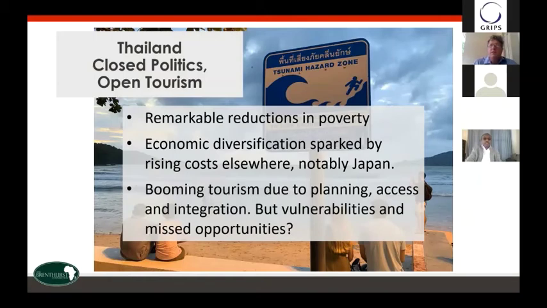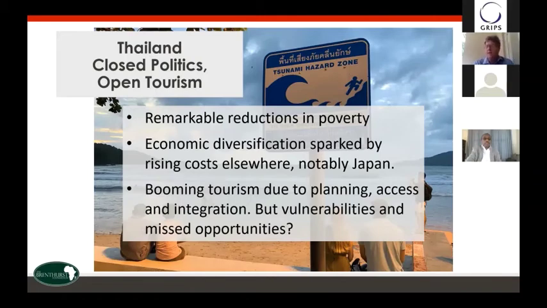Interestingly, of course, it's part of the regional effect of growth, the flying geese effect of growth, as it's termed, of rising cost elsewhere, notably, of course, in Japan, and then economic diversification on the back of that.